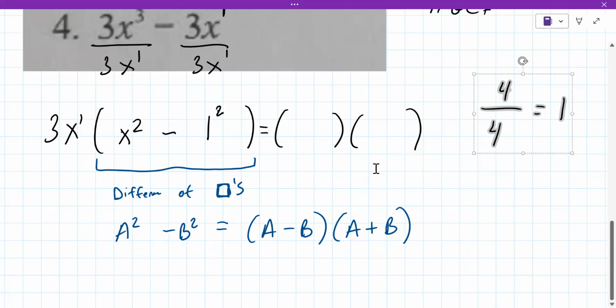X squared minus one squared. So I would say one x. And then x. I don't know what would be subtracting, but adding would probably be 1x to the fourth power or just 1x squared.